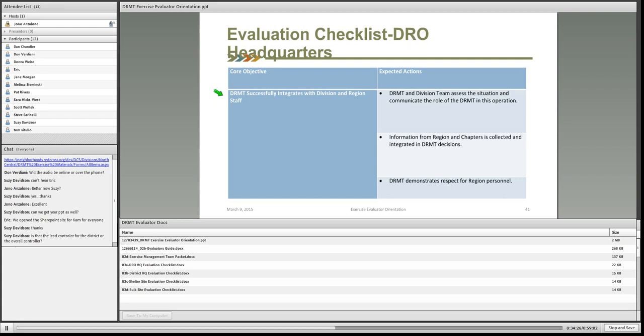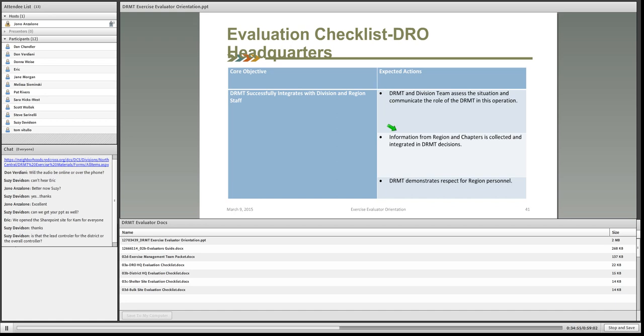Looking critically at how the DRMT successfully integrates with the operation, we want to assess the situation, communicate the role of the DRMT in the operation, and a lot of what I did in Iowa last week on our first exercise is just observe. I was not an evaluator, I was an outsider. I was pretending that I was a DDE peeking in from afar. And really what it was is just examining how the DRMT meshed with the regional team.